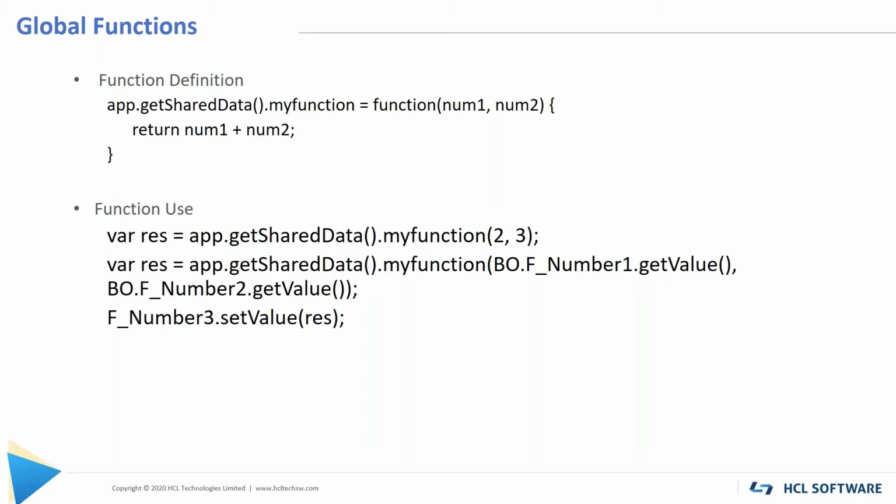The first one is I'm just passing numbers to that function, but the second use there is I'm showing how I'm passing field values on my form into that function, and then I'm setting the result into a third field on my form. So using a function to take values out of my form and set something else. Again, global functions extremely useful.